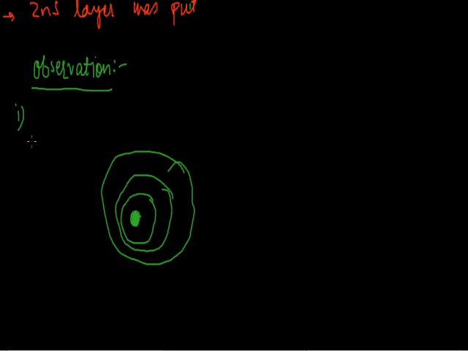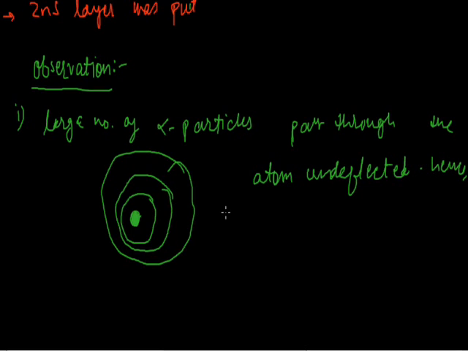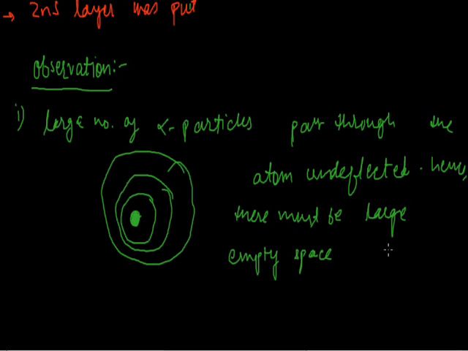So we can see here, a large number of alpha particles pass through the atom undeflected. Hence there must be a large empty space within the atom.